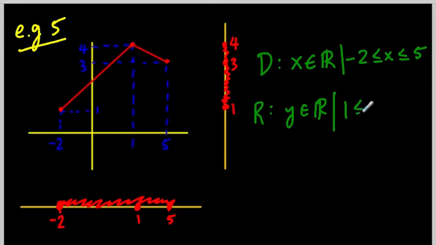So it's 1 less than or equal to y, which is less than or equal to 4, and there we go. I have my domain and range for this example. All right, so I'm going to go to the next example.